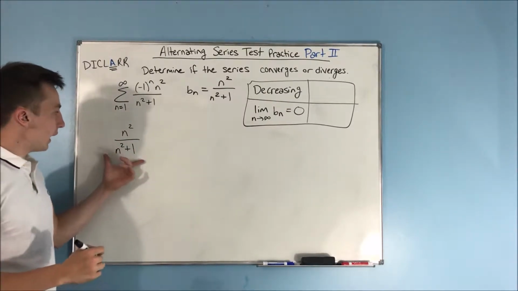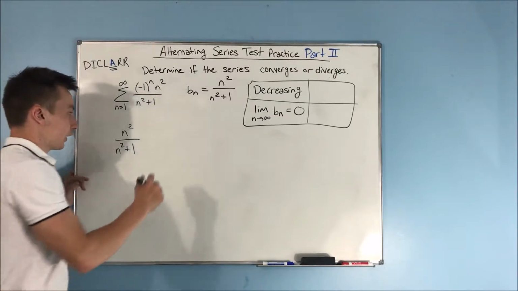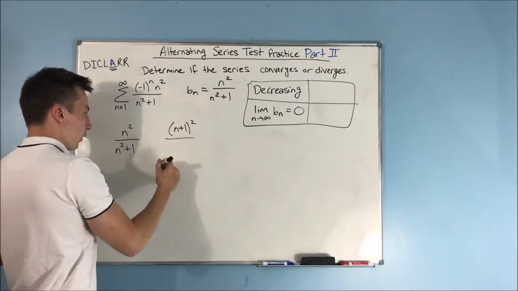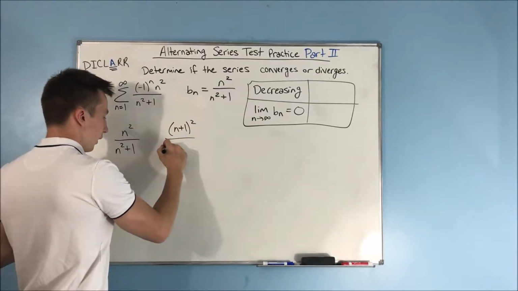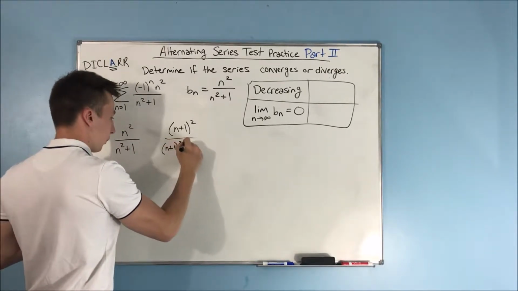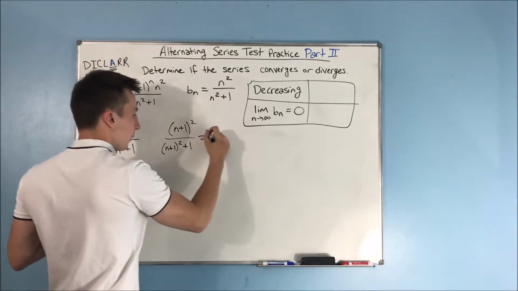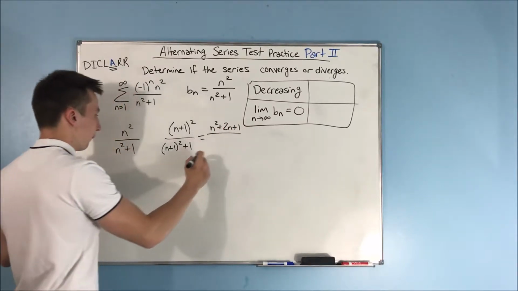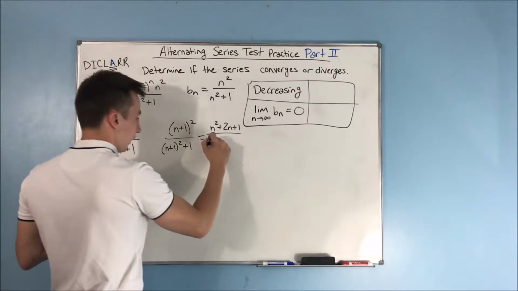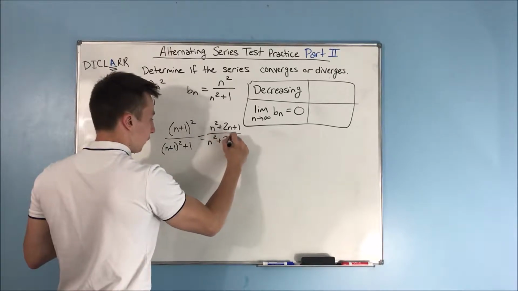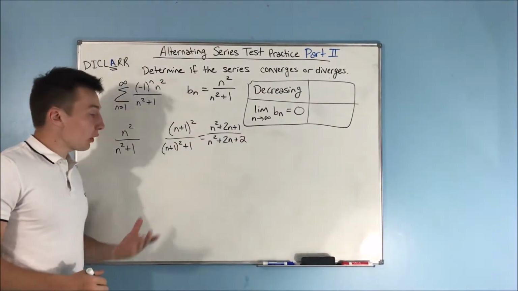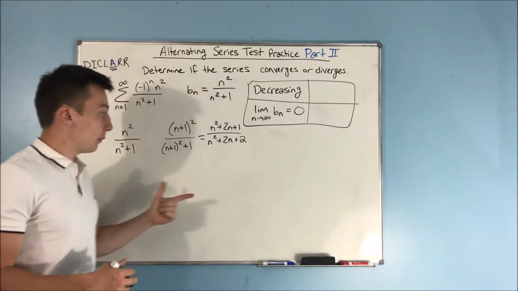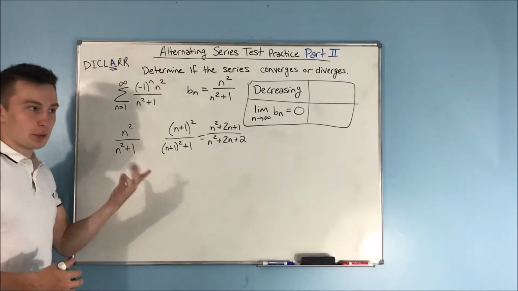And as we increase n, let's increase it by 1. We get n plus 1 squared over n plus 1 squared plus 1. That's going to be equal to n squared plus 2n plus 1 over n squared plus 2n plus 2. At this point you may be wondering, how am I going to see if this huge thing is going to be less than this? Well, just plug in a number.